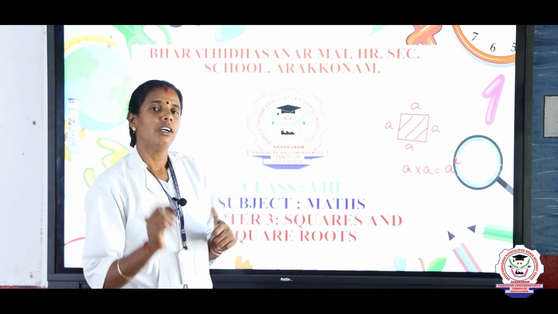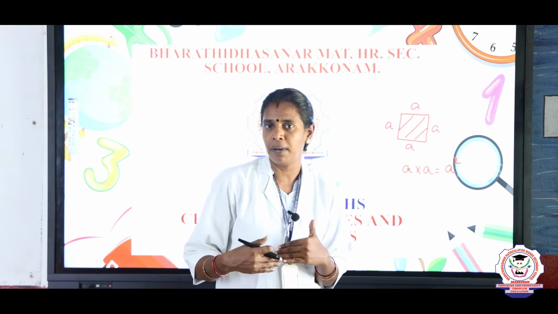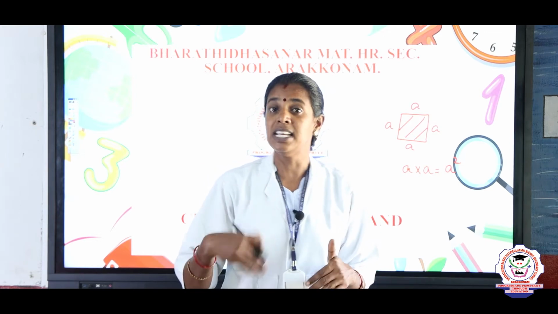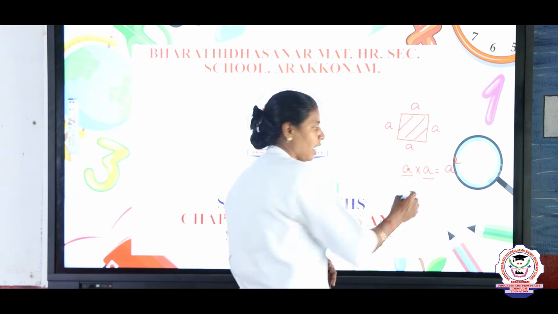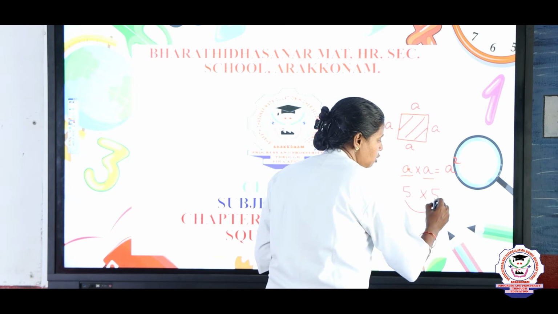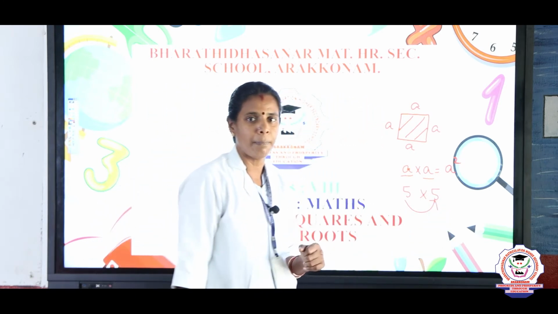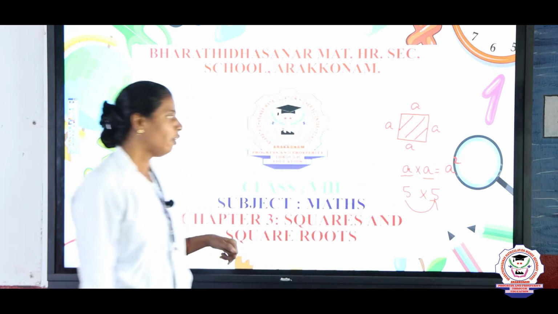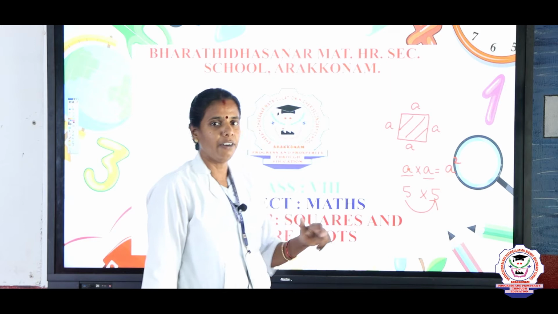What is a square, and what is the square of a number? A number which is multiplied by itself, that is by the same number. Likewise, A into A, as I have told you now. For example, 5 into 5. The number multiplied by itself is called the square of that number. Okay, so we are going to see perfect squares and the properties of perfect squares.